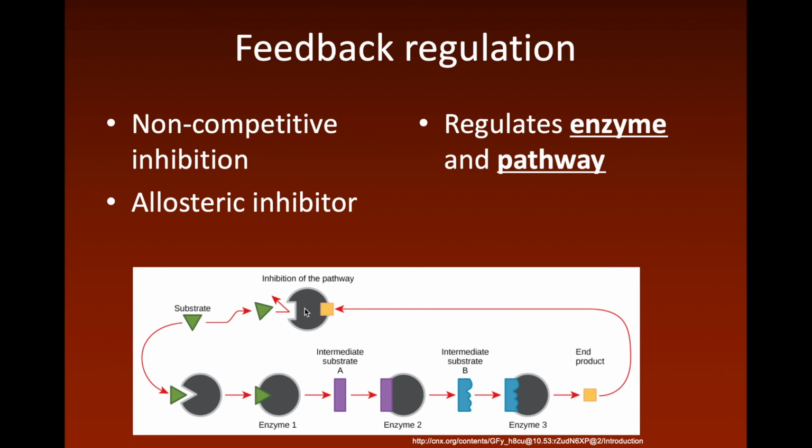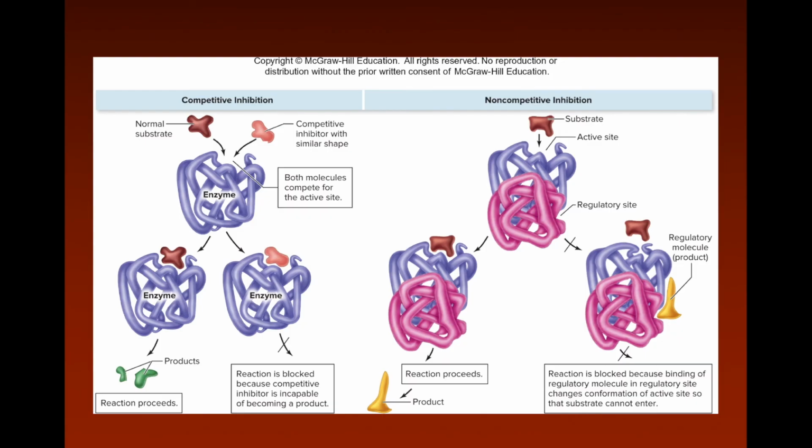And when you inhibit this enzyme number 1, you're inhibiting everything downstream, right? So it regulates both the enzyme and the entire metabolic pathway by blocking just enzyme 1 in this reaction. This is a picture from your textbook showing you these two things. Again, competitive inhibition is easy to understand. Here's your physical enzyme, and you have a mimic molecule that has a very similar shape to the normal substrate. They both compete for binding, and when that mimic molecule or competitive inhibitor binds, the reaction is blocked simply because that substrate cannot bind.